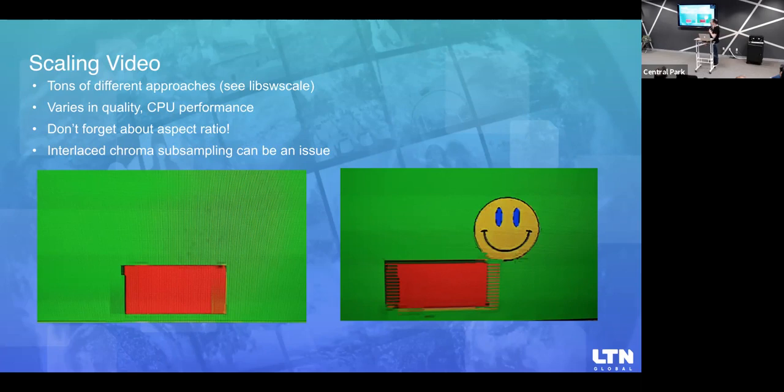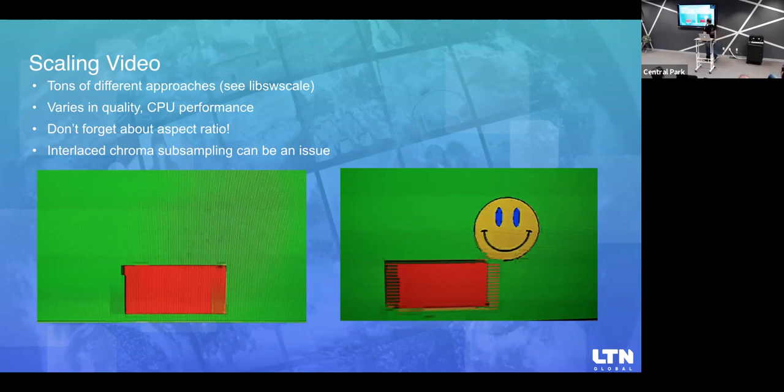Like with the deinterlacing, there are lots of different ways to do it. If you look at the man pages for SW scale or for the VF scale filter in FFmpeg, you'll see a Chinese menu of different scaling algorithms and heuristics to use. They vary in quality, they vary in how much CPU it takes to do them, and figuring out which one is appropriate for the type of content you have is really hard.